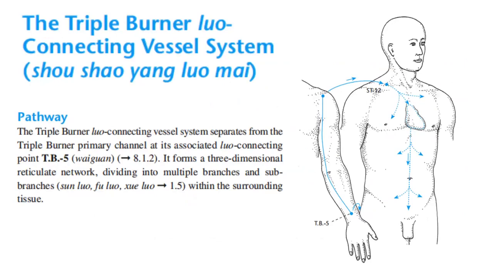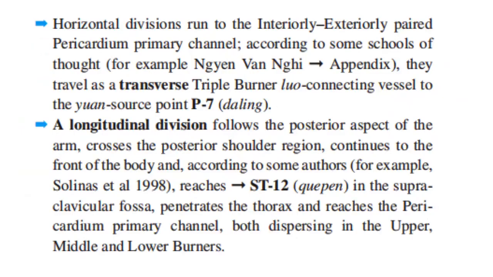The triple burner Luo-Connecting vessel system separates from the triple burner primary channel at its associated Luo-Connecting point TB5. It forms a three-dimensional reticulate network dividing into multiple branches and sub-branches within the surrounding tissue. Horizontal divisions run to the interiorly-exteriorly paired pericardium primary channel. They travel as a transverse triple burner Luo-Connecting vessel to the Yuan source point P7.